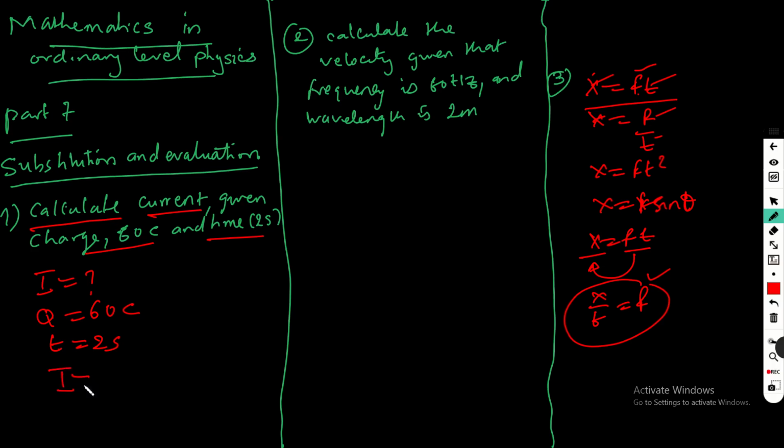I is equal to Q over T. Since you're looking for I, you don't need to change the formula because I is already the subject of the formula. Now you have to do substitution. How do you substitute? I will be equal to, wherever you see Q, you put the value. What value was given? 60.